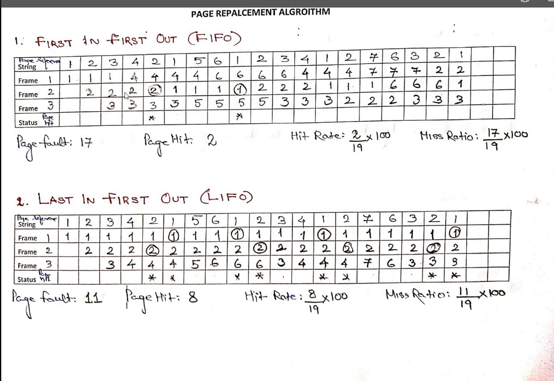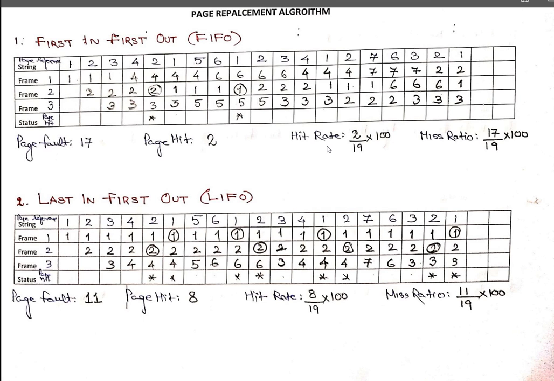Now we have to compute the page fault, page hit rate and miss ratio. Page fault means how many times the page faulted: when there was no space and the CPU is requesting, that means that page is not there in the main memory, so we term it a page fault. So this is 1, 2, 3, 4, 5, 6, 7, 8, 9, 10, 11, 12, 13, 14, 15, 16, 17. So page fault is 17. Page hit is 1, 2. So this is a page hit.